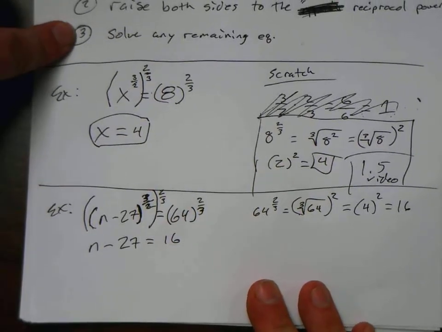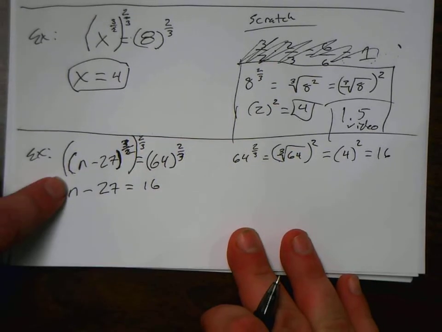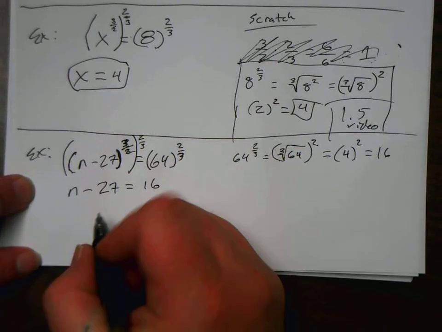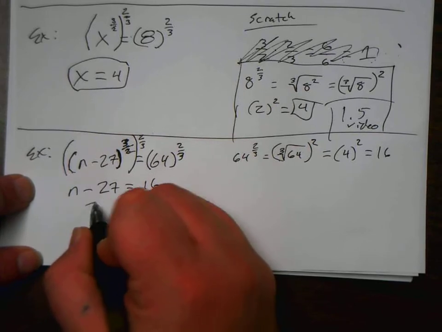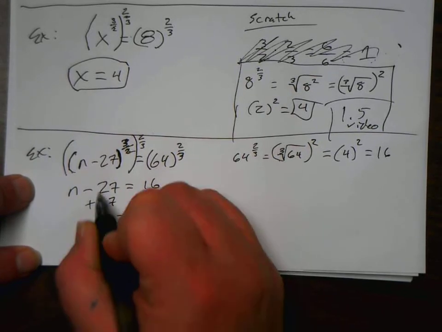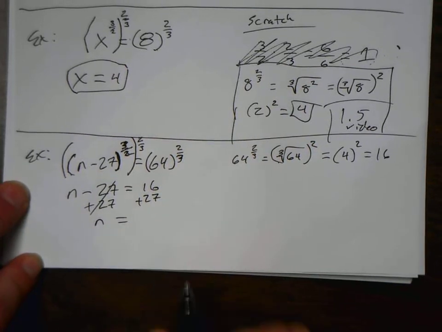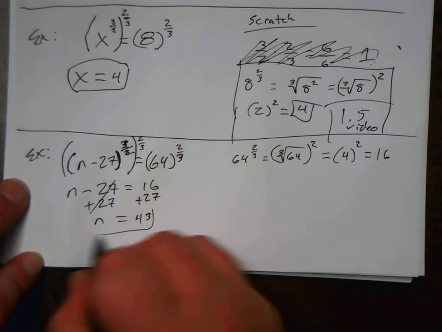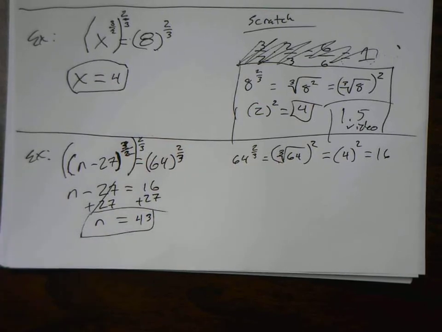Now, step 3, solve any remaining equation. Well, this is child's play. You've been doing this since 6th grade. The opposite of minus 7 is plus 7, so I'm going to add 7 to both sides. That's gone. Now n equals, it ends in a 3, it looks like 23 is our answer. All right, so n would equal 23.